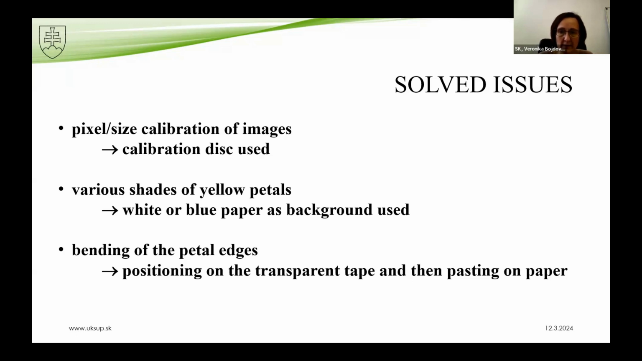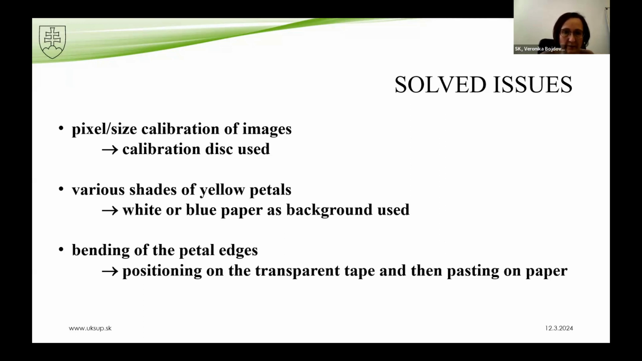There are some black circles on the blue background marked with holes, which mean the diameter of this calibration disc. You will see them on the next slide in a moment. This way we got more precise results in millimeters.